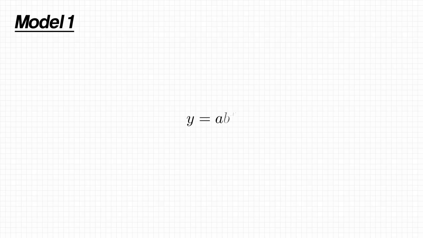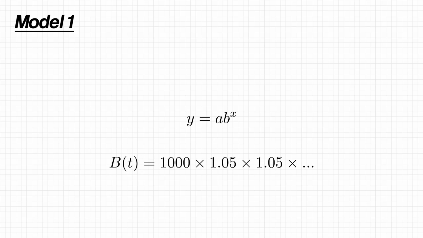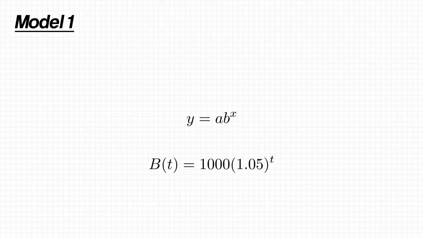The first model is an exponential, and its parameters are very intuitive. Suppose we put £1,000 in a savings account that earns 5% interest a year. To calculate the balance at the end of the year, we can simply multiply by 1.05. To calculate the balance at the end of any future year, we can multiply by 1.05 as many times as we need. This equation is the same form as our exponential model.